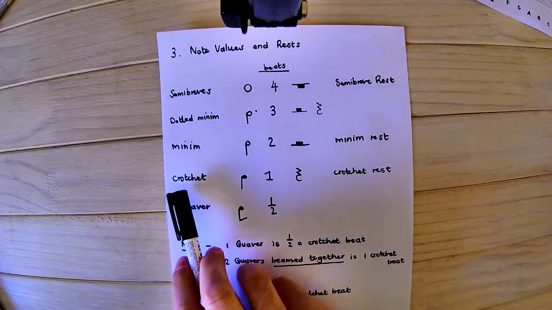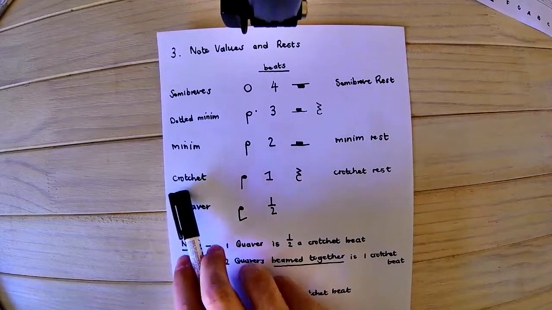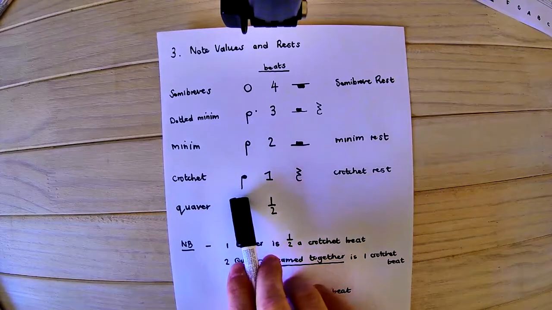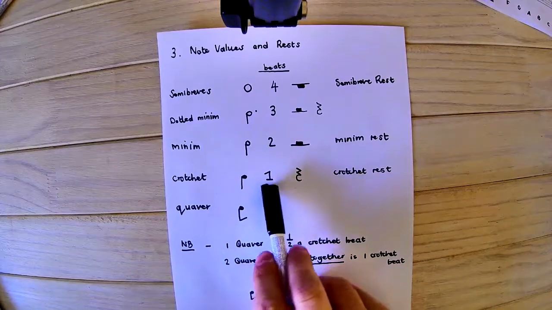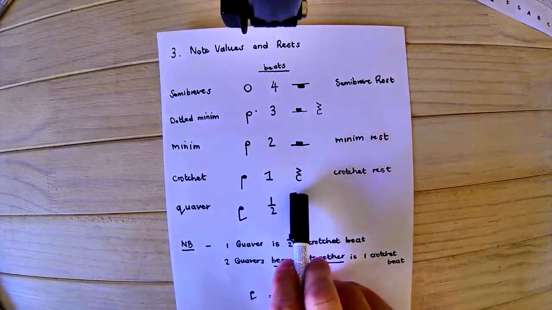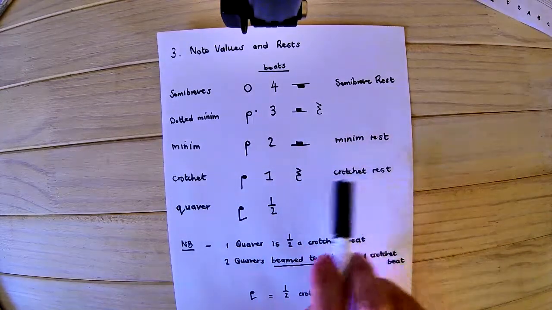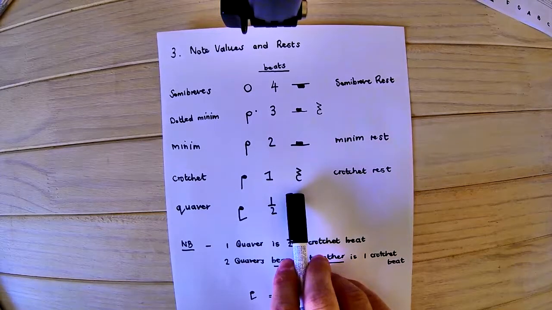And the next notes are the crotchet. The crotchet is a colored in note like so, so it's a minim but it's just colored in, and it counts 1 crotchet beat or 1 beat, and the equivalent rest is the crotchet rest, which is the pasta noodle.